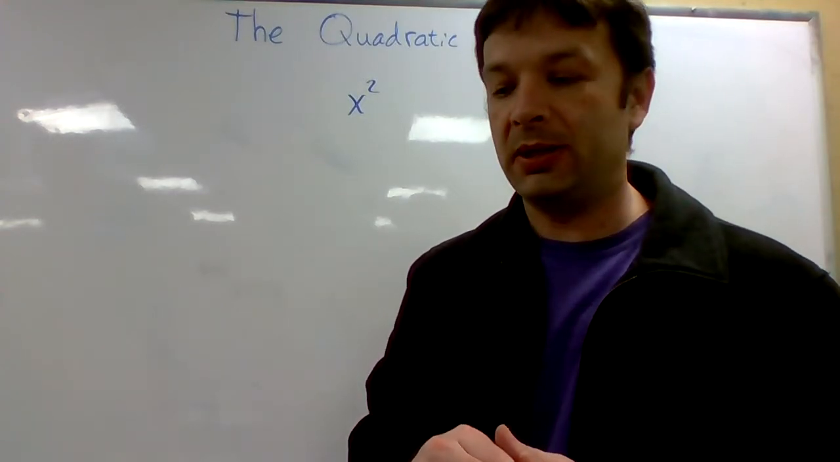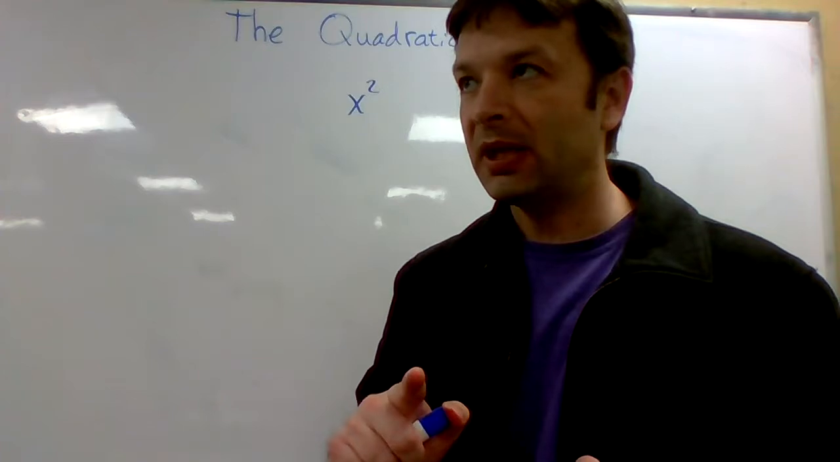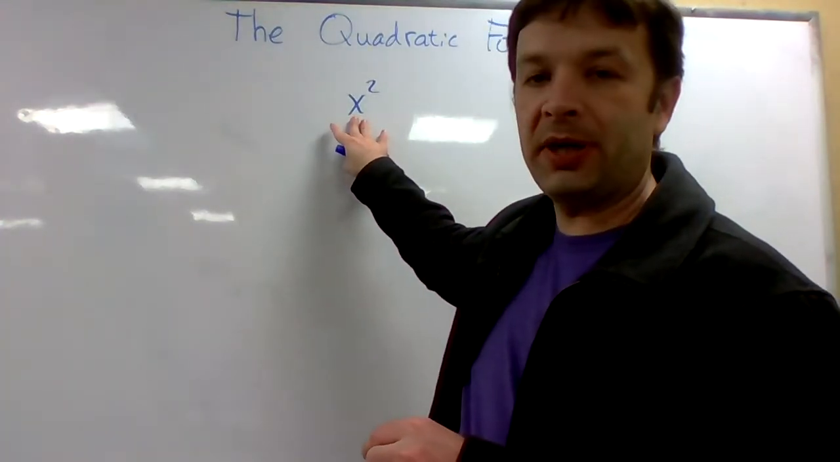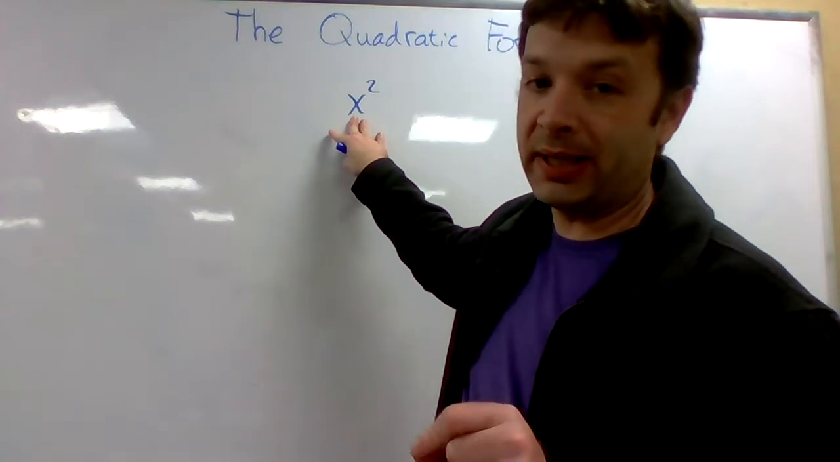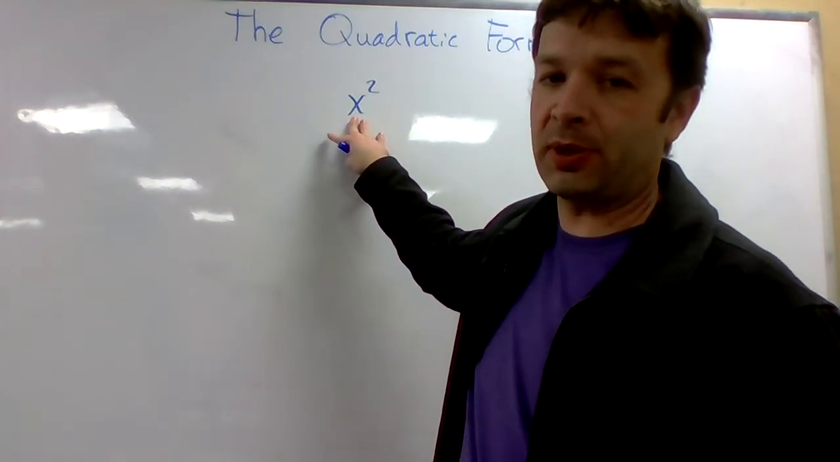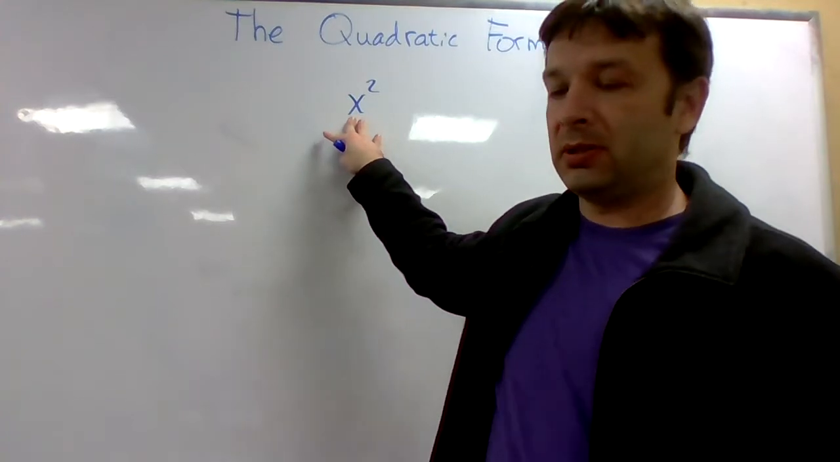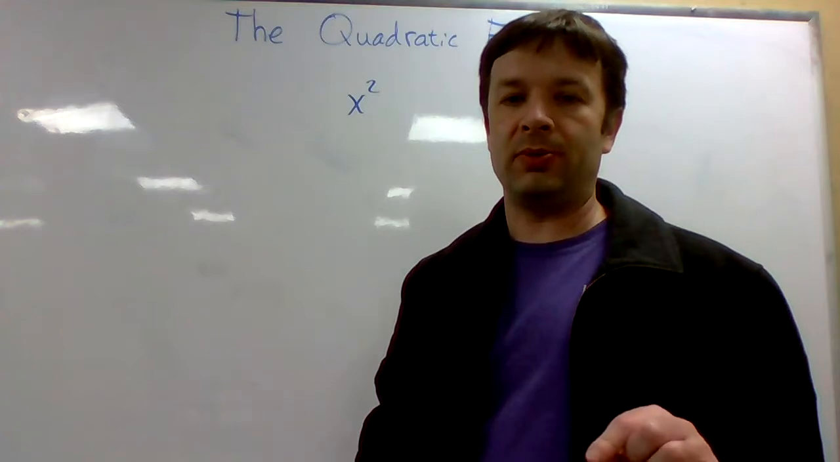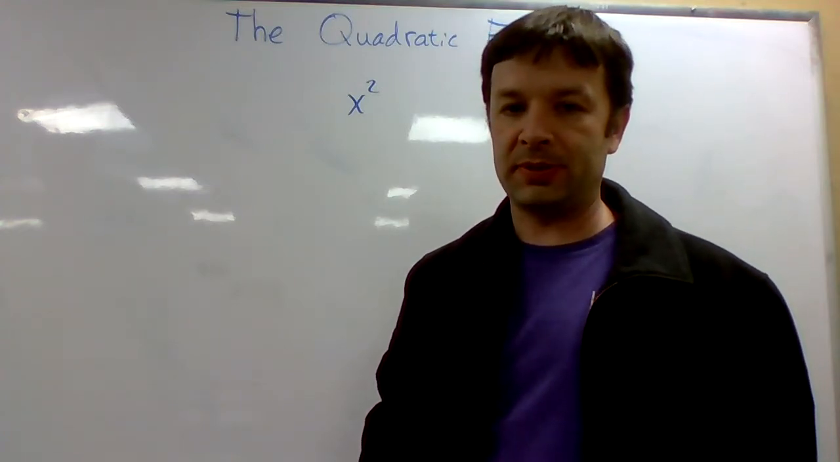Yesterday we did just solving simple quadratic equations that just have an x squared and not an x. We did that by getting x squared by itself, and then we took the square root of both sides. And those two methods only work on certain types of problems.